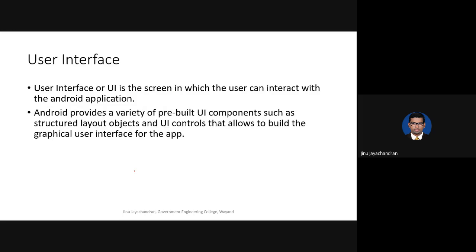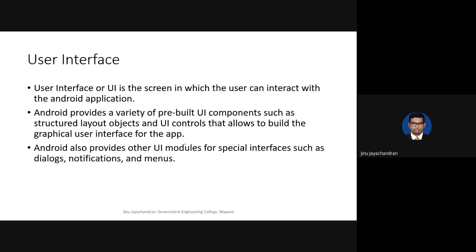Android provides a variety of pre-built UI components, such as layout objects and UI controls, that allow you to build the graphical user interface for the application. We'll see what these layouts and UI controls are. Apart from the UI modules, you will also get dialogues, notifications and menus. The notification that you get in Android is a kind of user interface. You also get a menu when you click an app, for example the Gmail app: you can go to inbox, sent items, drafts, etc. All these are called menus.